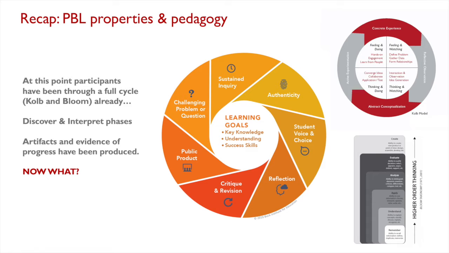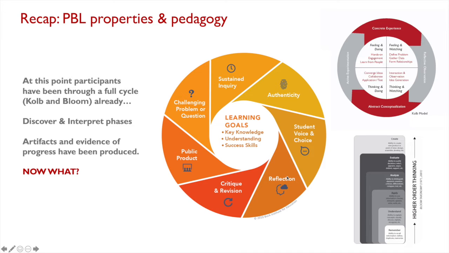In doing so, the participants that you have ideally been through a full cycle of both Kolb and Bloom. If we look at those activities, they've gone from remembering to evaluating, to creating. In that, we've already established our problem or question, we've developed our inquiry, we've encouraged the student voice and choice. We're now at the stage of reflection.